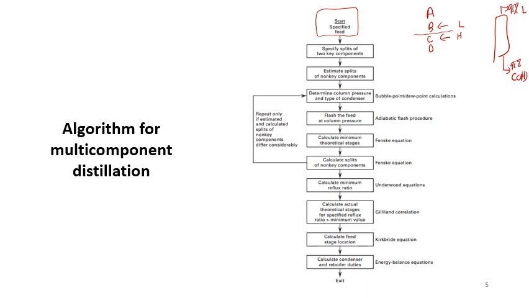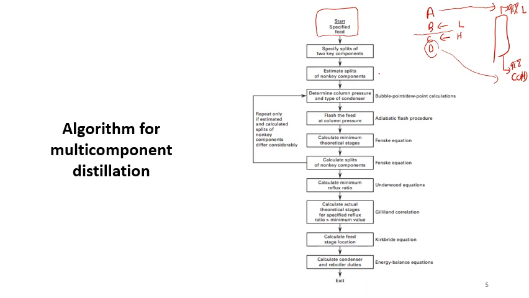The first assumption is that all of A will be recovered in the top product because it's lighter than component B, and all of D will be recovered in the bottom product because it's heavier than component C. If 95% of C is going to be recovered in the bottom, maybe all of D will be recovered at the bottom, but that is just an initial estimate. So that is the estimated split of the non-key components, where we estimate the non-key components, the light key, and the heavy key.